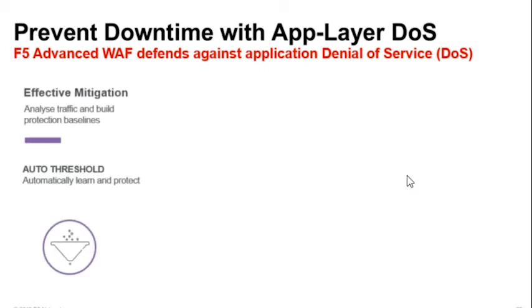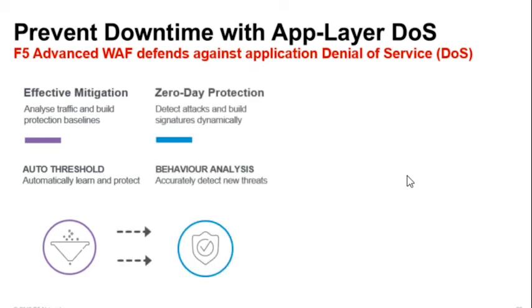From a denial of service perspective, we have denial of service built into the web application firewall by default. This will make sure that, A, we're analyzing the traffic. It'll build a protection baseline to make sure this is how your application should be responding. And then, of course, dynamically create signatures for you on zero-day attacks.